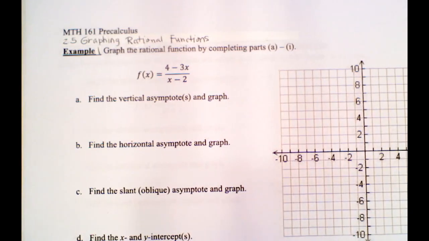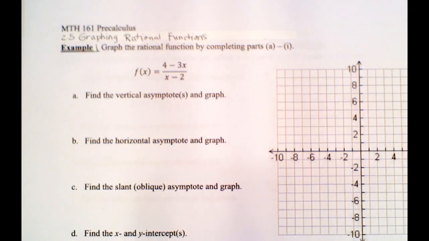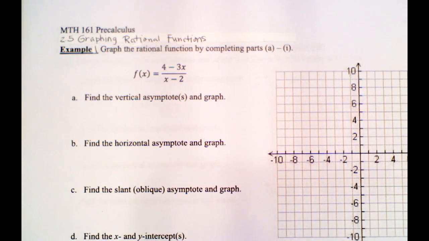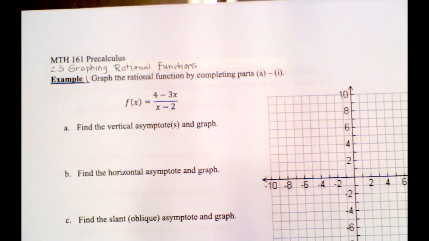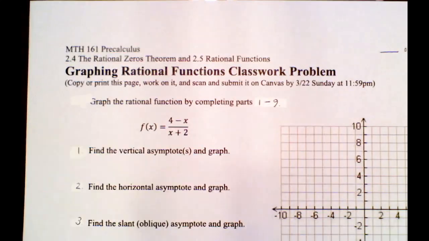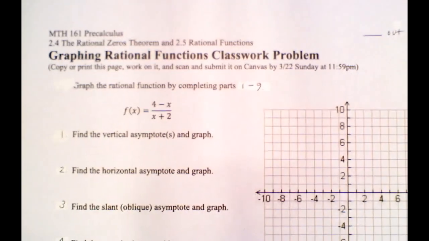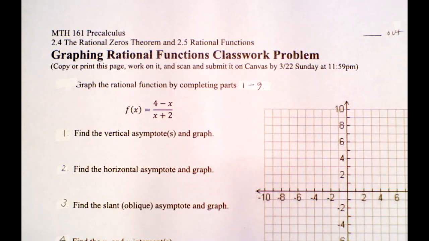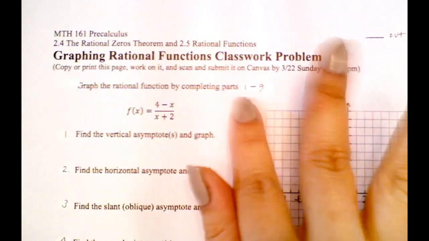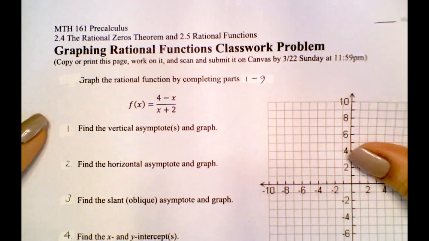and learning how to do all these parts, I will ask you to submit a classwork. And the classwork is also posted on Canvas. And let me show you that paper right here. It's called Graphing Rational Functions Classwork Problem. It looks almost like the one that we're about to go over together, but it's got 9 problems for you to try, finding all these asymptotes.